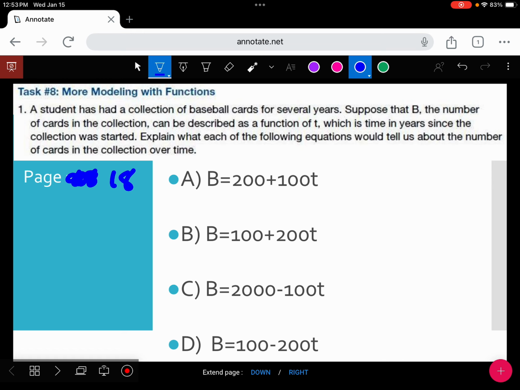Okay, so we've got here that somebody's got a baseball cards collection. B is the number of cards that they have, and T is some unit of time. It's time in years. So B is the number of cards, and T is how many years since they started the collection. We want to know what these equations mean. What does this tell us is happening about this person's card collection?